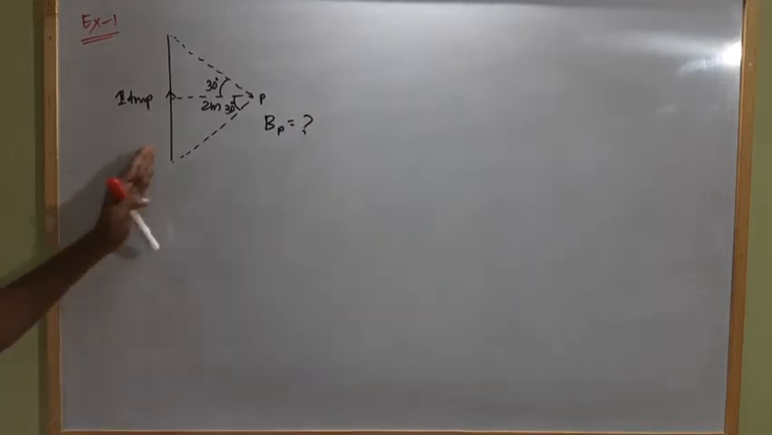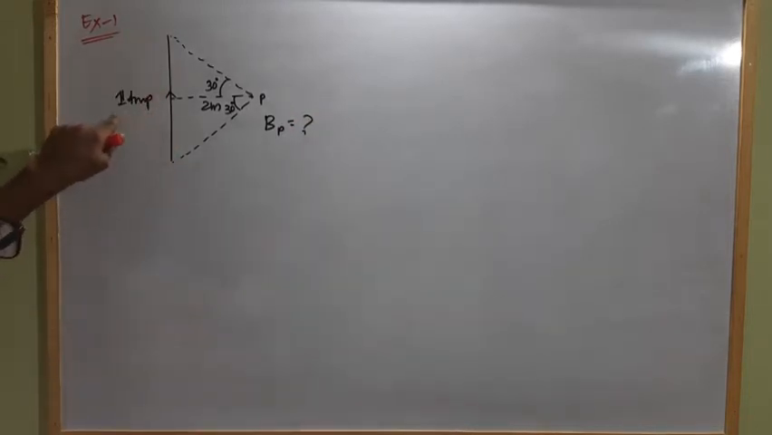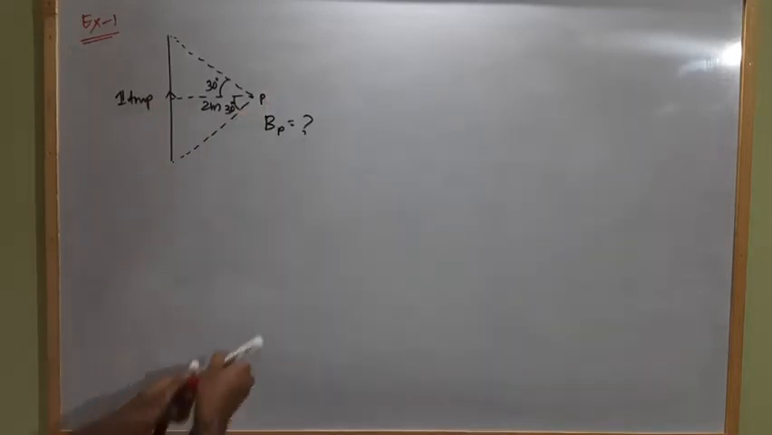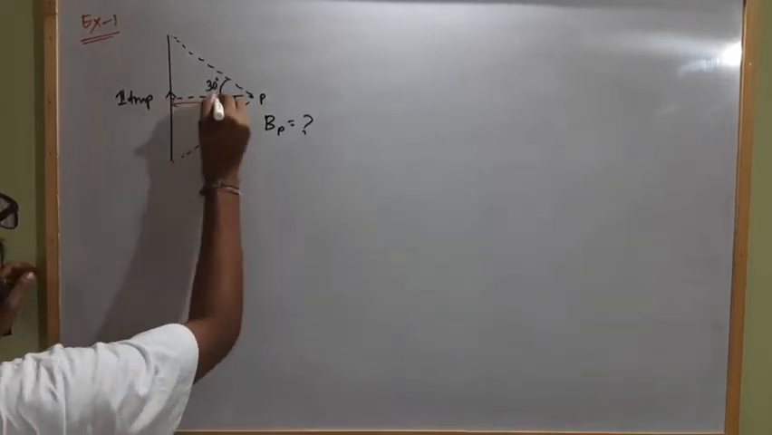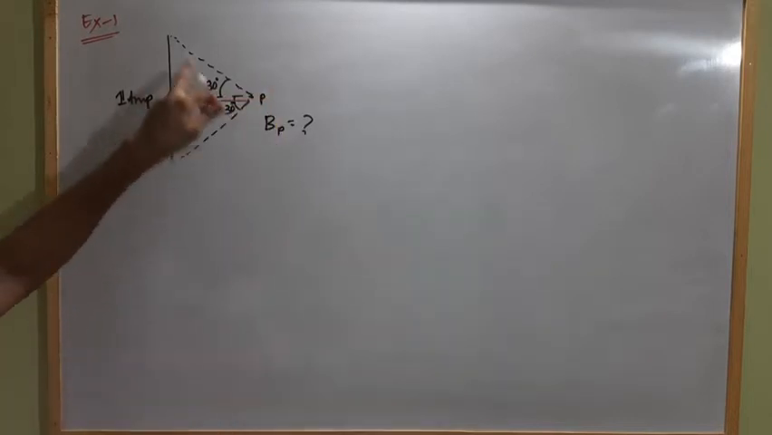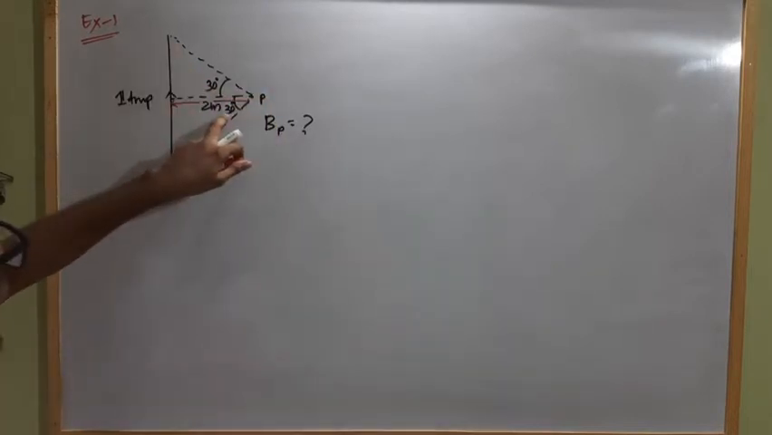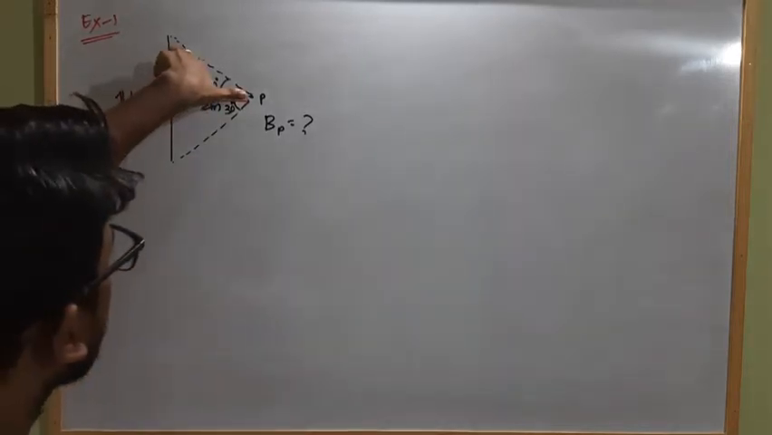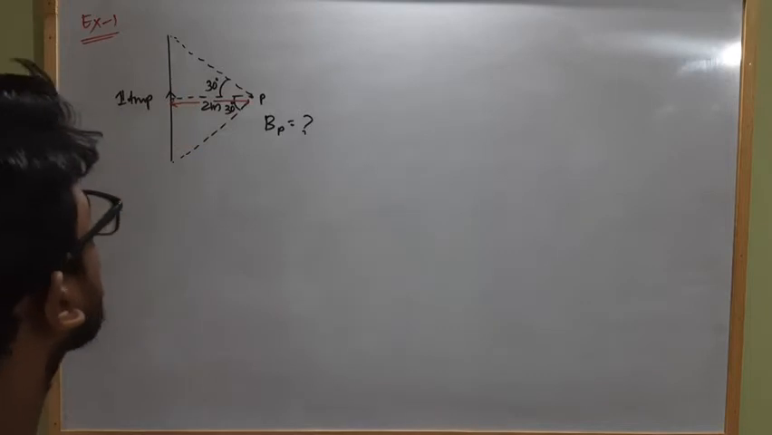Clear? This is a current carrying conductor which carries a current of 1 ampere, and here is a point P which is at a distance of 2 meter from this current carrying conductor, and the two ends of the current carrying conductor make an angle of 30 degree each with the perpendicular distance from the point of observation to the current carrying conductor.